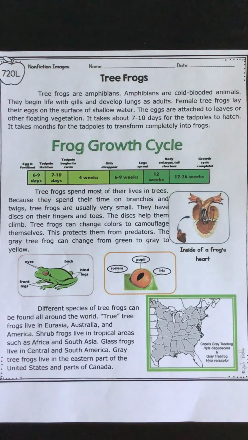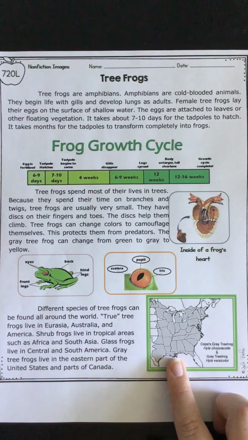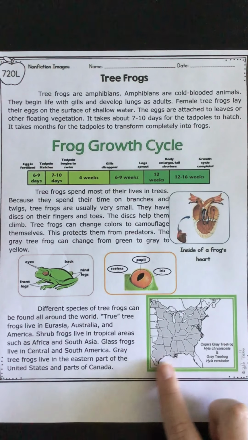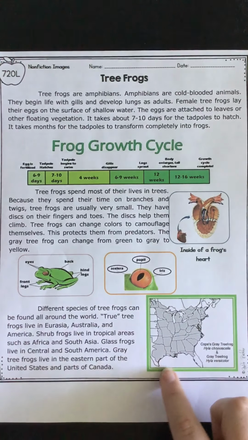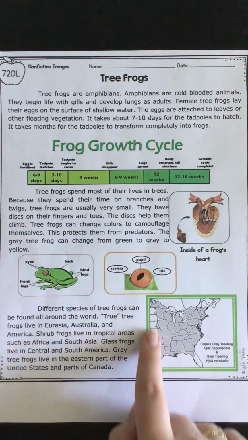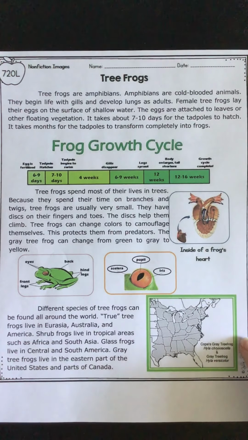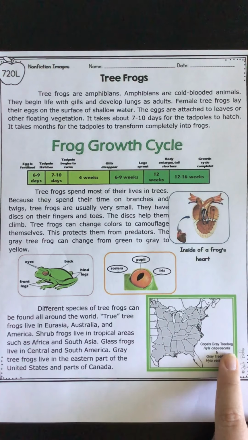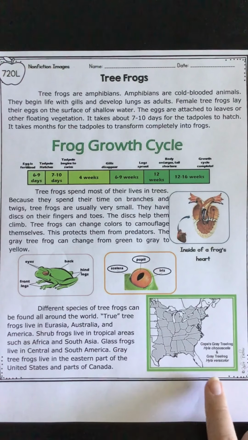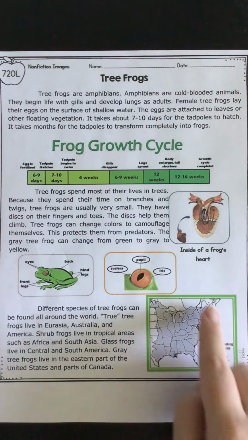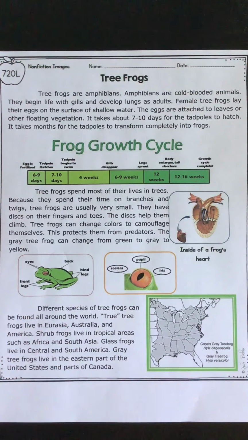So the very last feature of nonfiction text that I see in this passage is a map. This map is going to show us parts that are highlighted in the United States. As you can see, some of the states are white and the other states are gray. So what they're showing us here are Cope's gray tree frog with their very technical name down here, Hyla chrysoscelis, and the gray tree frog, Hyla versicolor. These are the frogs that live in this region of the United States, all of those gray areas.